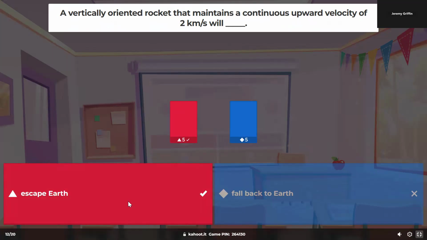Okay. So a minute ago, I just said that the escape speed from Earth is 11 point something kilometers per second, and this is going way slower than that. So how could that escape? The key here is this continuous upward velocity. The rocket would have to keep blasting its engines for that to be true. Otherwise, it'd be slowing down and would actually fall back to Earth. But as long as the engines are on, it could just keep going away.